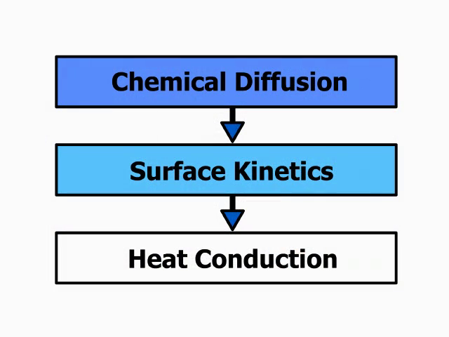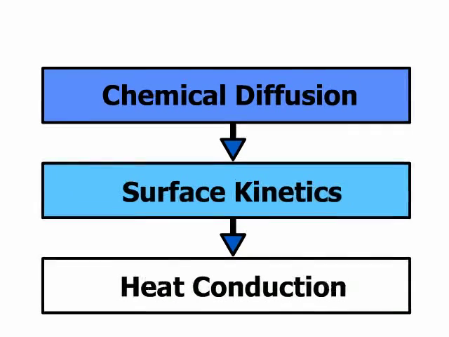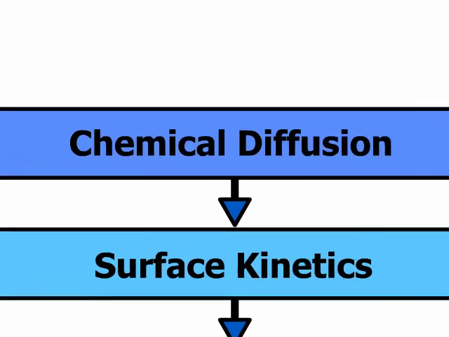In this paper, we present a novel, hybrid method for modeling ice crystal formation. Our model is based on the physics of freezing, where the process of solidification is commonly broken down into 3 stages. The first stage in the process is known as chemical diffusion.